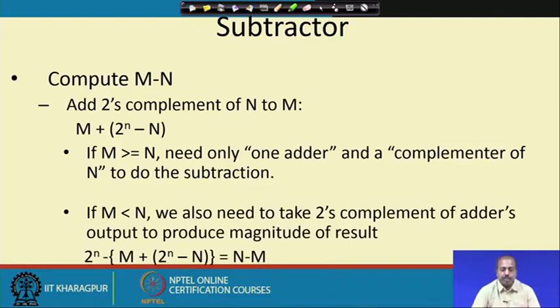However, if m is less than n, then we need to take the 2's complement of the adder's output to produce the magnitude of the result. The addition part is the same as the 2's complement subtraction part, m plus 2 power n minus n. That is done in both cases, but for getting the 2's complemented result, we have to do 2 power n minus this, and that will give us n minus m.